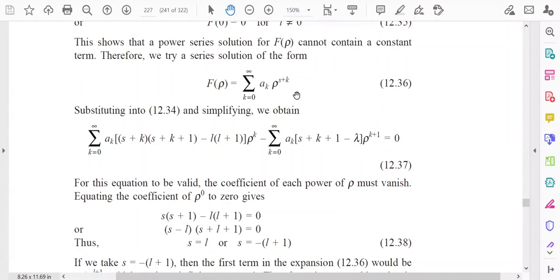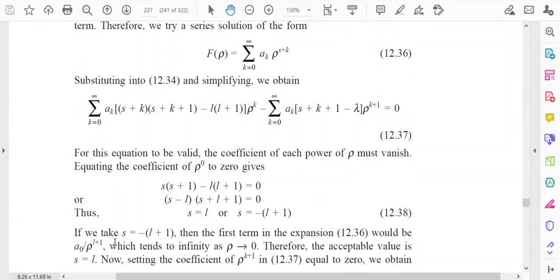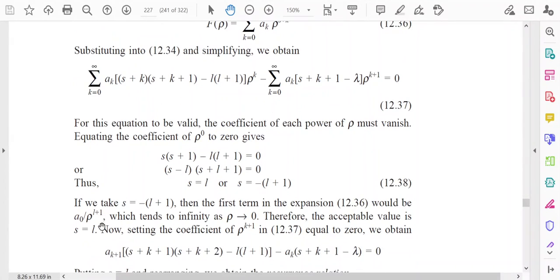12.36, means here the first term in the expansion of 12.36, that will become a0 by rho to the power l plus 1, because you have taken s is equal to minus of l plus 1, and for the first term k is equal to 0. So the first term will be a0 by rho to the power l plus 1, which tends to infinity as rho tends to 0. So as it becomes infinity as rho tends to 0, we cannot take s equal to minus of l plus 1, and we have to take s equal to l for physical acceptability. So s equal to l.